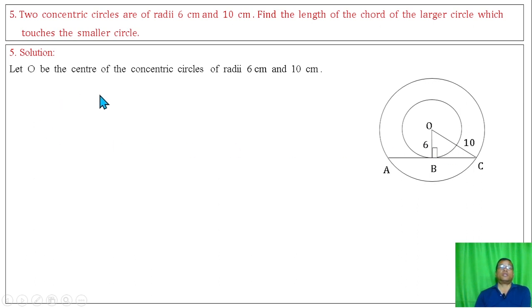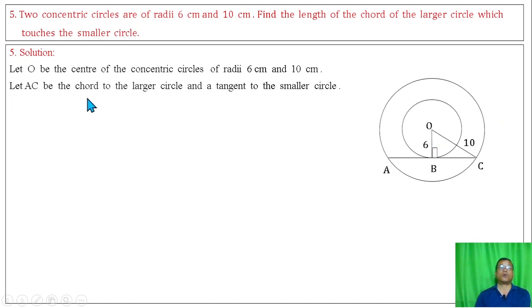Let O be the center of the concentric circles of radii 6 cm and 10 cm respectively. Let AC be the chord to the larger circle and a tangent to the smaller circle. Let OB be the radius of the smaller circle. Then OB is perpendicular to AC and length of AB is equal to length of BC.